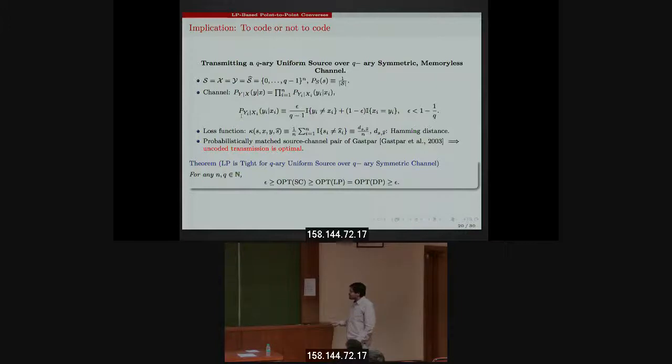It gives you that the LP is in fact exactly tight for any Q-ary uniform source over a Q-ary symmetric channel. So this is the matched case of a Q-ary uniform source over a Q-ary symmetric channel of block length n. And here we in fact recover that the uncoded transmission is actually optimal, and the optimal distortion is in fact epsilon here, which is the crossover probability.